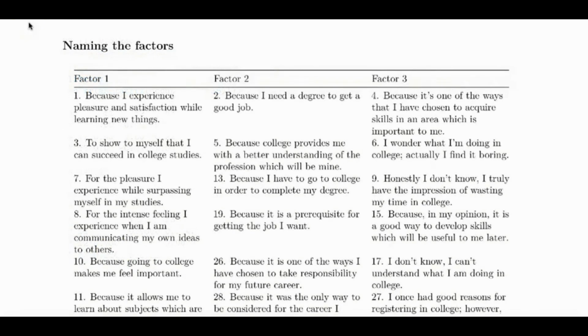So the next thing I'm going to do is just name the factors. Remember, we're doing a self-determination questionnaire, and we just want to name the factors. And this doesn't have to wait until the end. You could do it right after you remove items and you run the EFA and you decide that's the factor structure you're going to use.